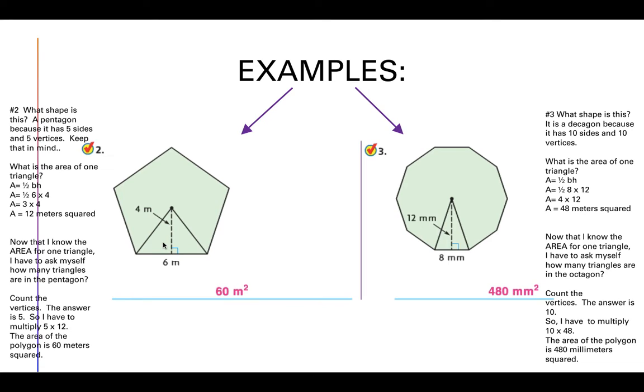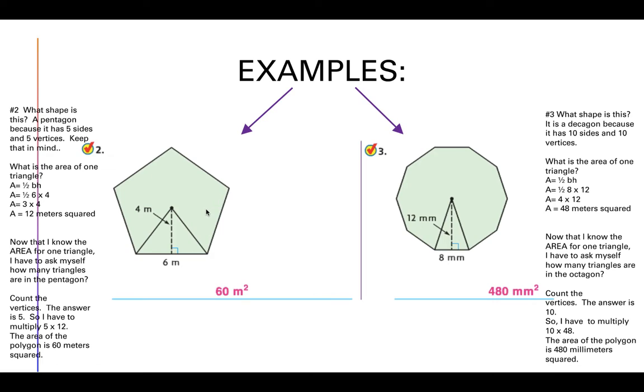Now that I know the area of one triangle, I have to ask myself, how many triangles are in this pentagon? We said 5, right? So what I'm going to do is multiply 5 times 12, because I have 5 triangles, each with an area of 12, which will give me the whole entire space. So 5 times 12 is 60. And the unit of measurement that they used was meters. So I'm going to put meters squared because I'm talking about a 2-dimensional figure.